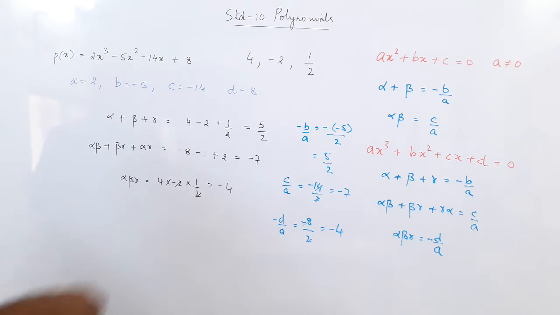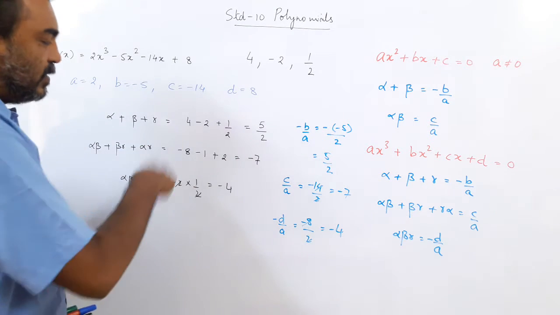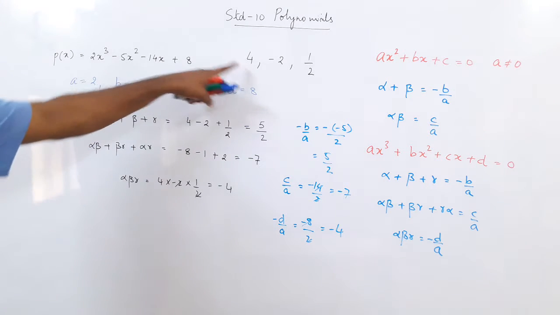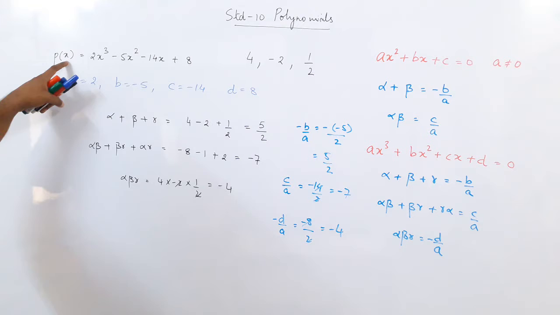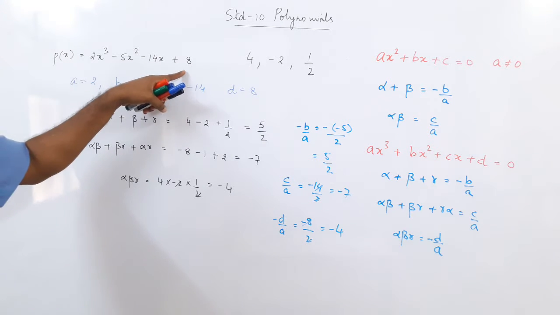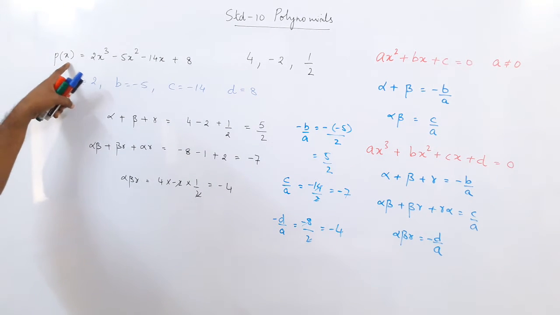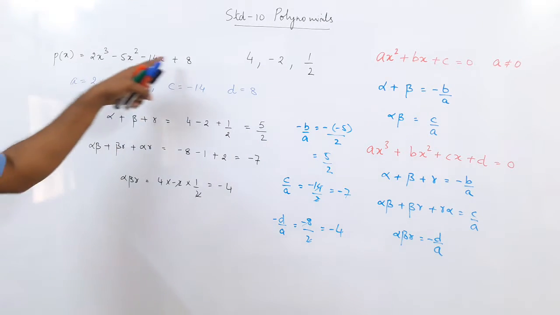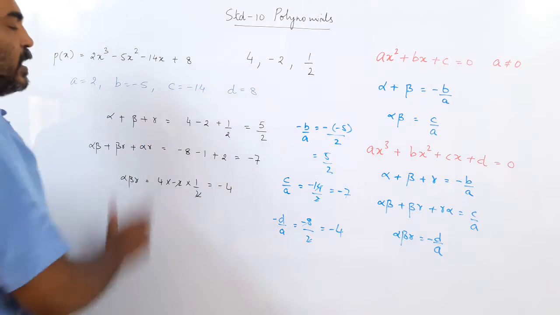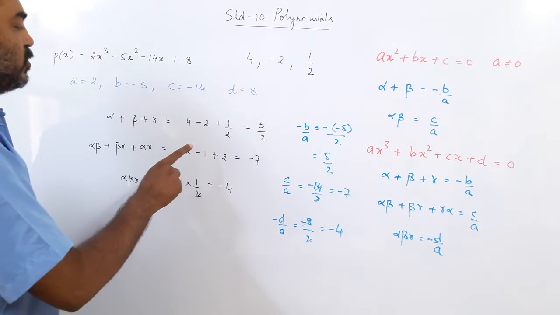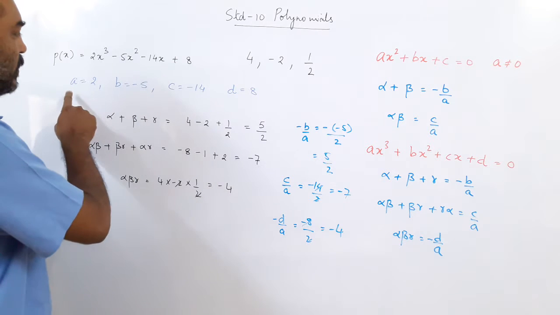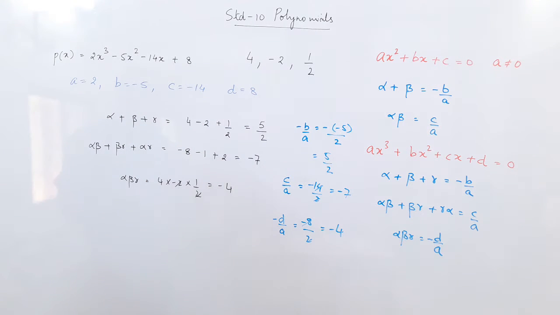They might ask you to first verify these are the roots and then verify this relation. So it is very simple. You put 4 over here. When you put x equal to 4, the value should become 0. When you put minus 2 over here, the value of this polynomial becomes 0. When you put 1 over 2 over here, the value becomes 0. This means you will know these are the roots, and we have shown the relation of the roots of the polynomial and the coefficients.